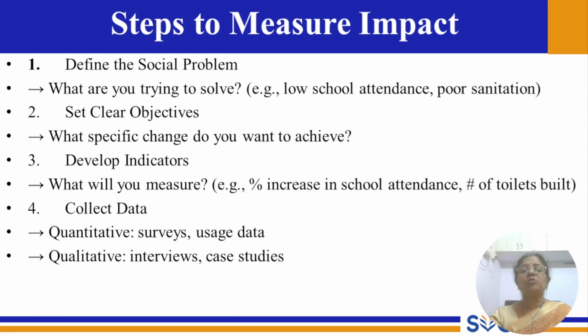So, what are the steps to measure impact? First step is we need to define the social problem. What are you trying to solve? Example, low school attendance or poor sanitation or water conservation. Next, we need to set clear objectives. So, the problem is defined. Now, what are the specific changes you want to achieve?